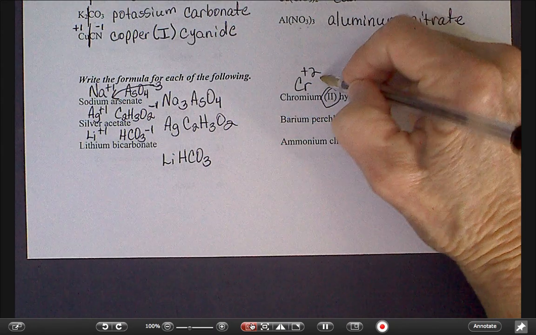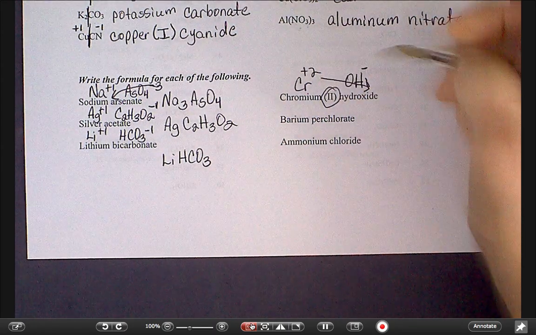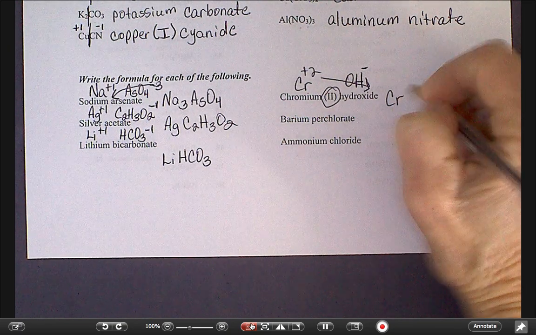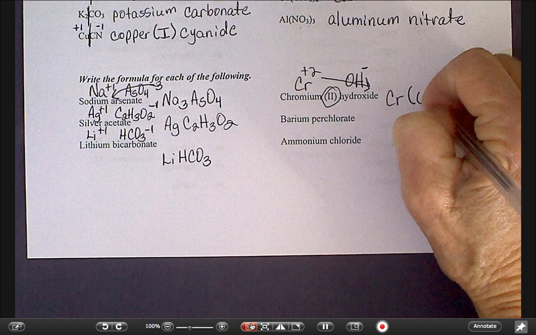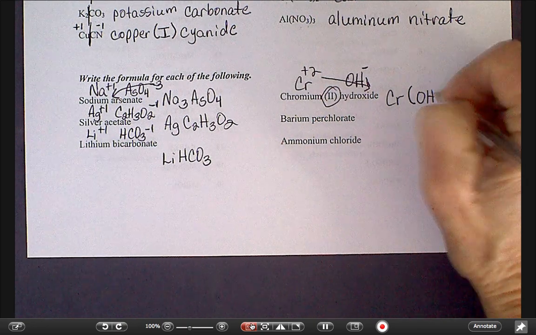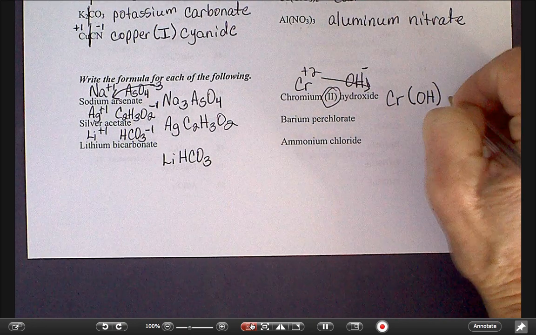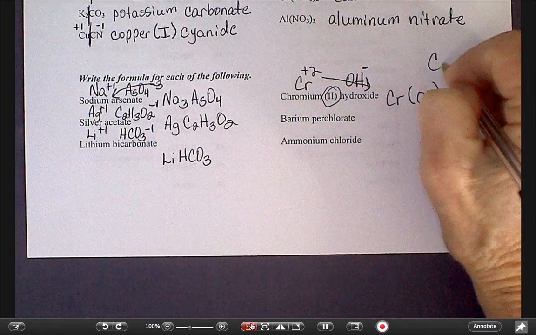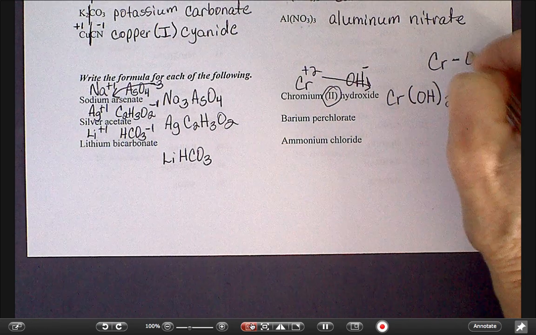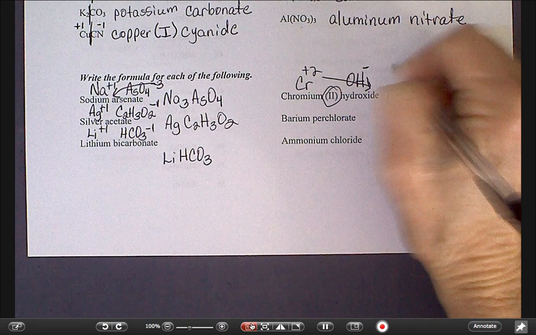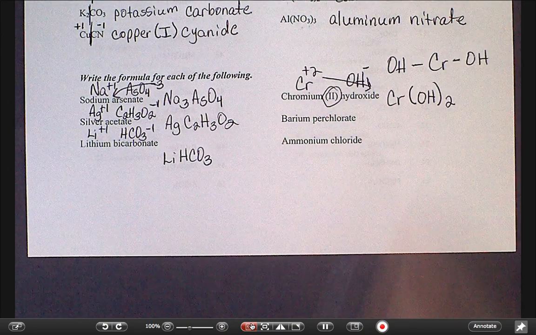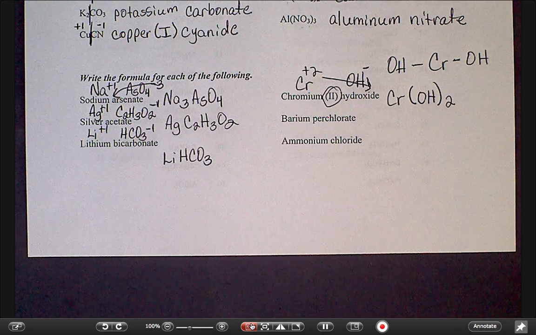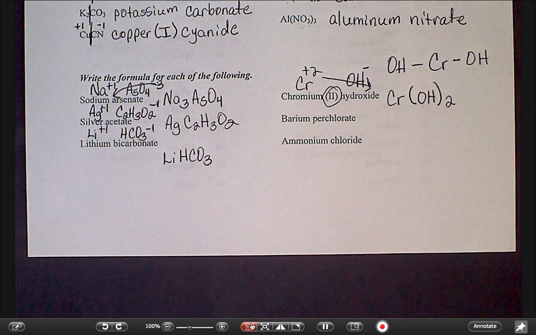Who gets the 2? OH. So we write Cr parentheses OH, because that's the formula of the polyatomic with the 2 outside. What is that telling you? It's telling you Cr is hooked up to how many OHs? There you go. Without a parentheses, your formula is wrong. Okay?